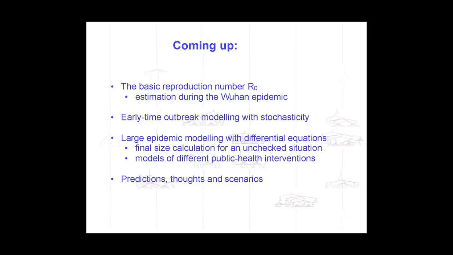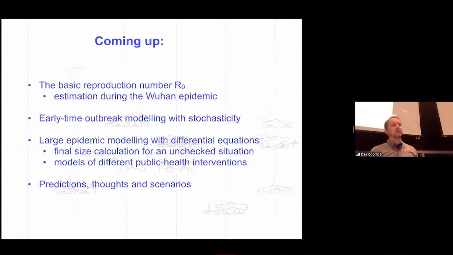Okay, so what's coming up in this talk? First of all, I think it's my civic duty to talk about R naught and what R naught is and how people tried to estimate it, particularly in the early phase of the epidemic in Wuhan and in China. Then stochastic models, which are appropriate when case numbers are small, and also models for bigger epidemics. You could still use stochastic models, but in a lot of cases you can gain insights through differential equations. And you can do things like calculate the final size of an epidemic explicitly. You can model different public health interventions in these kinds of models. And then I'll wrap up. I wrote the word predictions there, I meant to take that out. I'll wrap up with thoughts and scenarios.